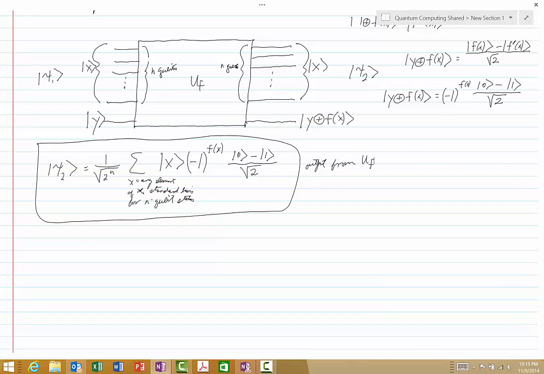Now, Bob will provide that to Alice. And how does Alice use this? To determine if f is constant or balanced.